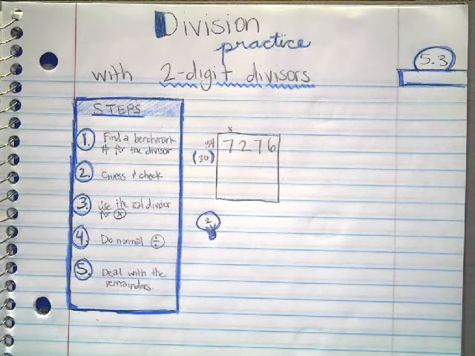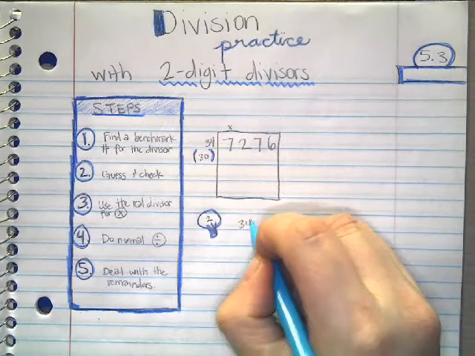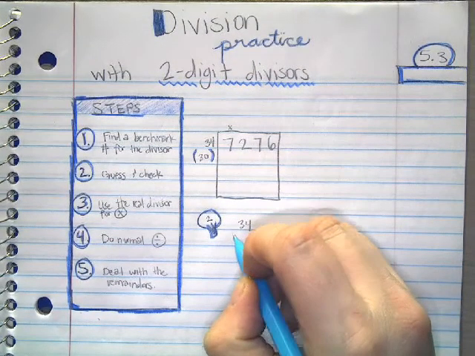So I try 2, and I'm on step number 3. I use the real divisor for this. The real divisor is not 30. That just helps me guess and check. The real divisor is 34. So I do 34 times 2.